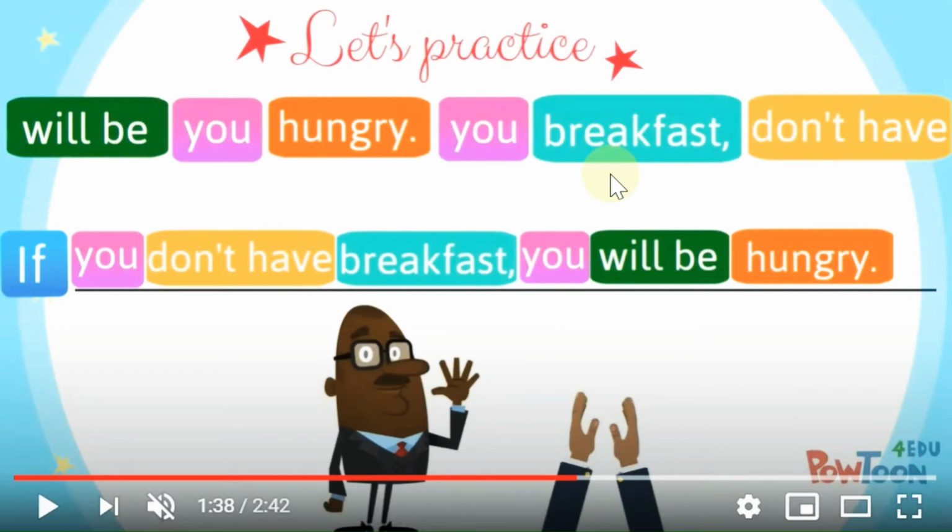After that, we are going to start with the main part, and the main part starts with the subject. So you again. If you don't have breakfast, you. Of course, we are going to use the future tense. So you will be hungry, with a dot because it's the end of this sentence. So if you don't have breakfast, you will be hungry.